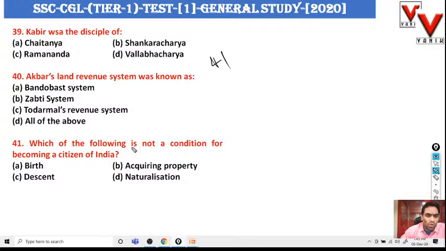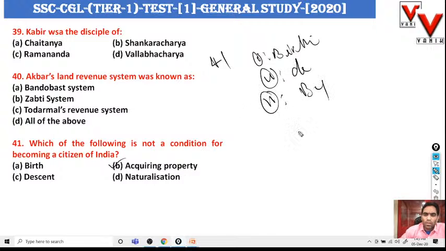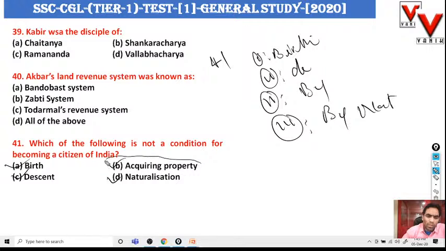Which of the following is not a condition of acquiring Indian citizenship? Indian citizenship can be by birth, by descent, by acquisition of territory, and by naturalization. So these are also the means to become an Indian citizen. But acquiring property is not a condition for getting Indian citizenship.